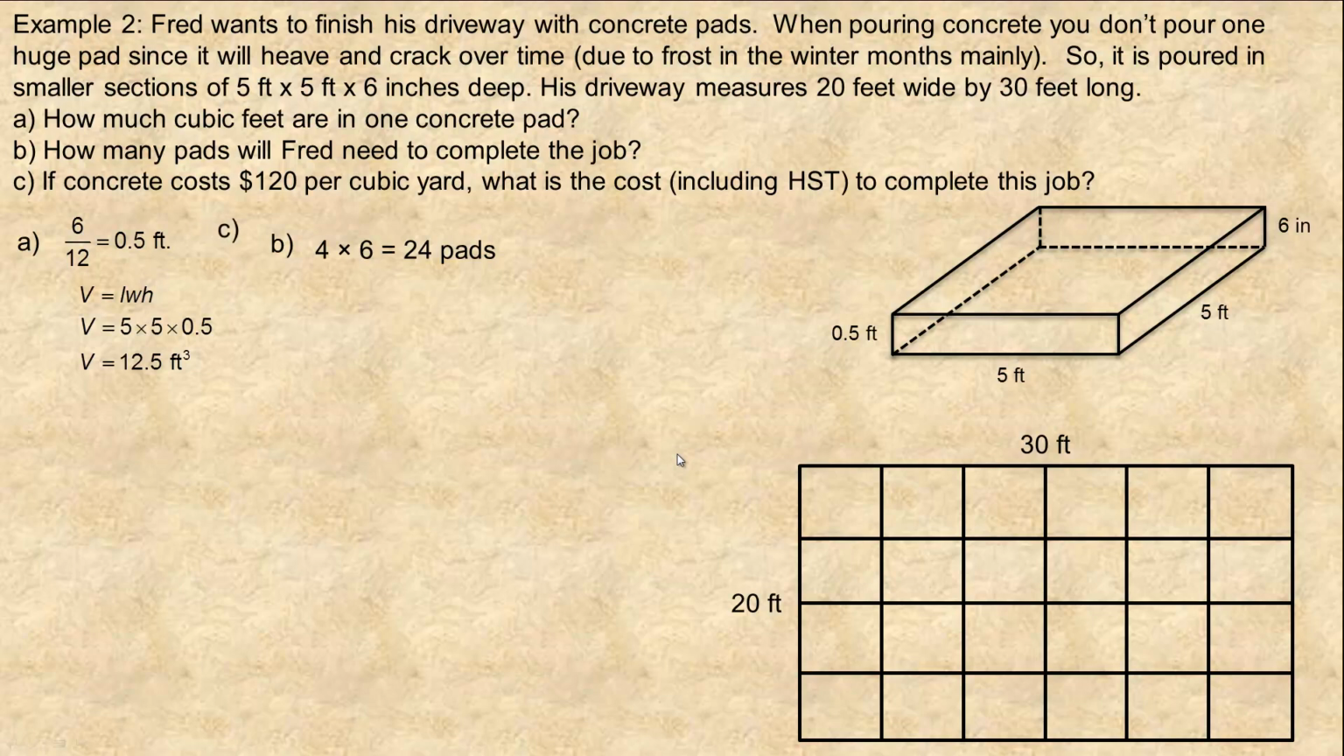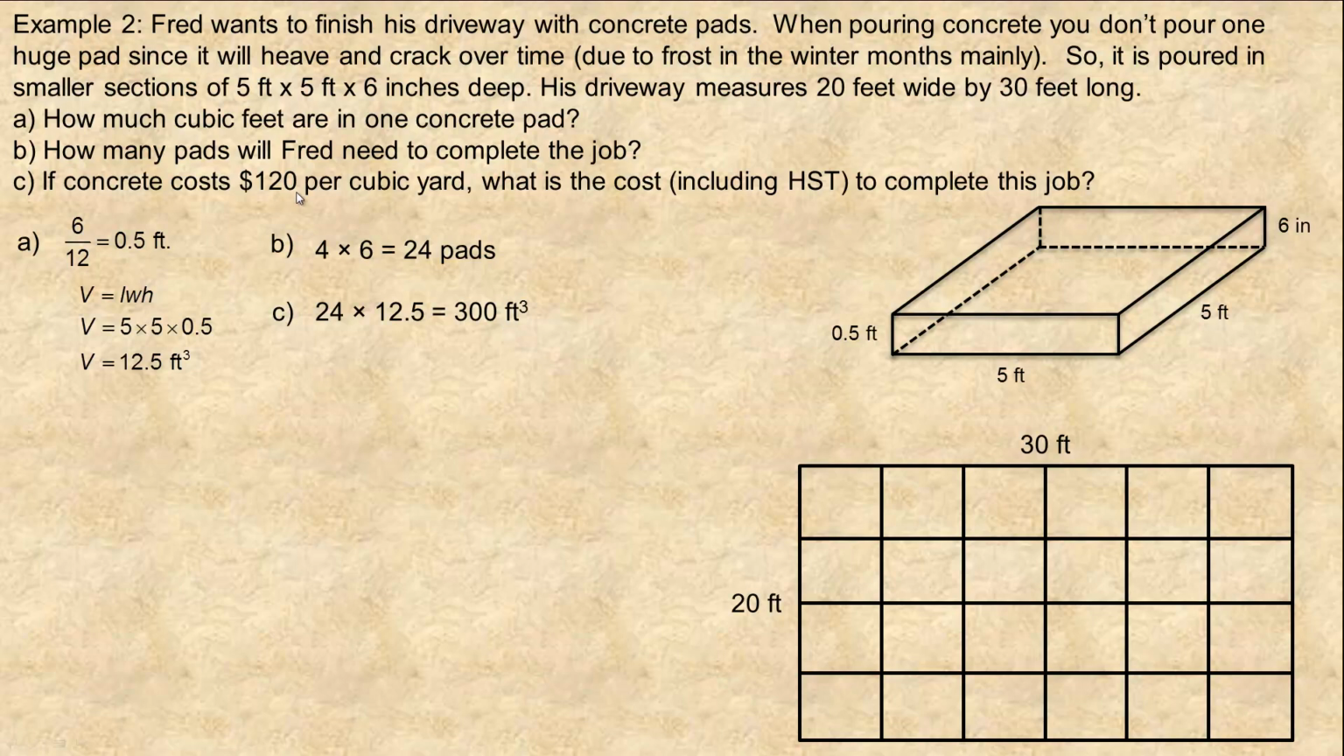So for C here, now let's get into the cost. There's 24 pads, and each one takes 12.5 cubic feet of concrete. So we would multiply 24 by 12.5. I mean, if you really want to do this the long way, you could go 12.5 plus 12.5 plus 12.5, 24 times, but multiplying is a lot quicker. So he needs 300 cubic feet of concrete to complete this job.